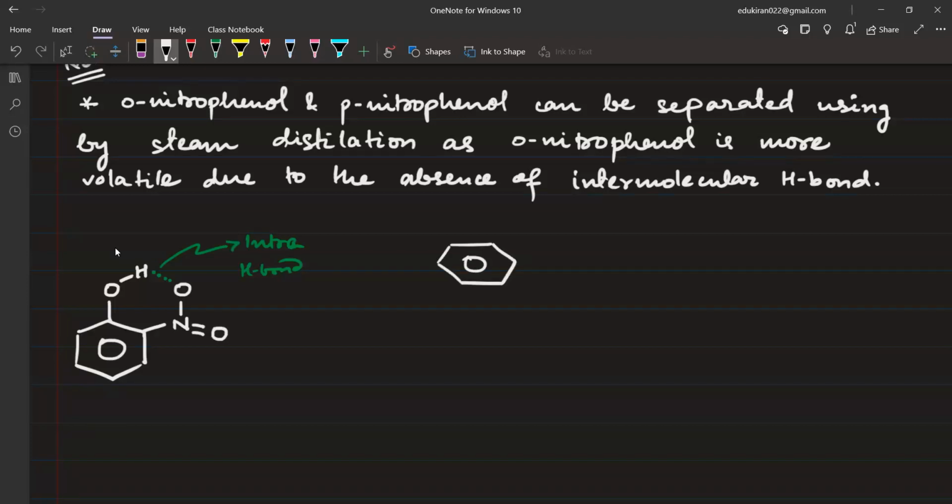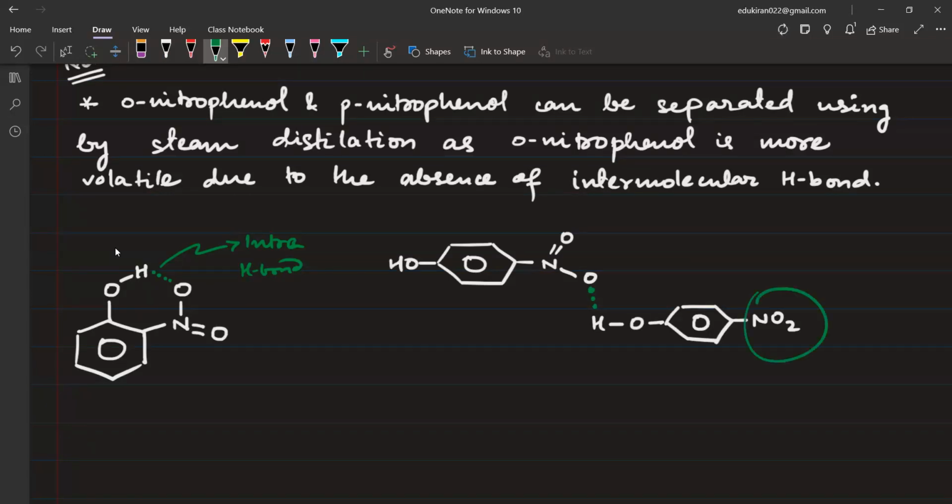Now similarly, if I have a p-nitrophenol, with a double bond O and a single bond O here, the OH group is here, and let us suppose the hydrogen of the OH is here, and the phenol group is like this, and here you have NO2. Obviously these two are going to have intermolecular hydrogen bonding. The OH of this nitrophenol and the nitro of the other molecule are going to have hydrogen bonding. This nitro group will be having hydrogen bonding with another OH group.